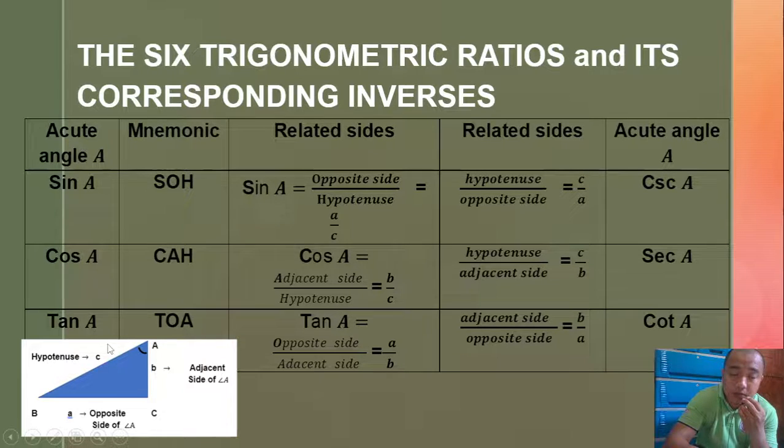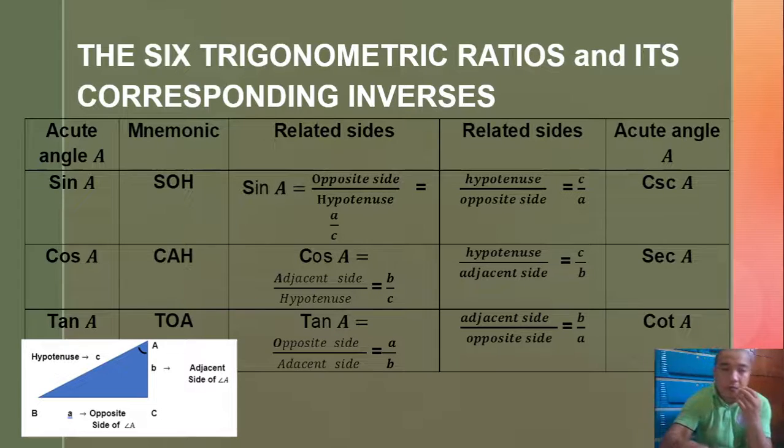Remember that. And cosine is equal to adjacent side over hypotenuse. What is the adjacent side here? The adjacent side is side B, and the hypotenuse is C. So B over C is cosine A. The ratio for sine A is A over C. Now how about tangent? Opposite side over adjacent side. A over B. A is the opposite side, B is the adjacent side. So A over B is the ratio for tangent A.